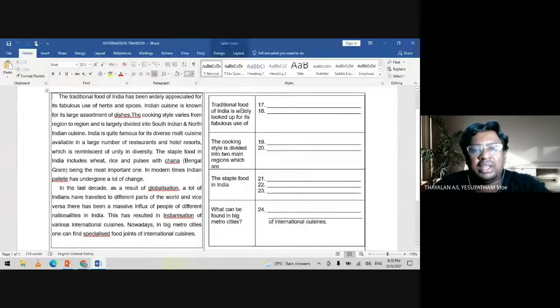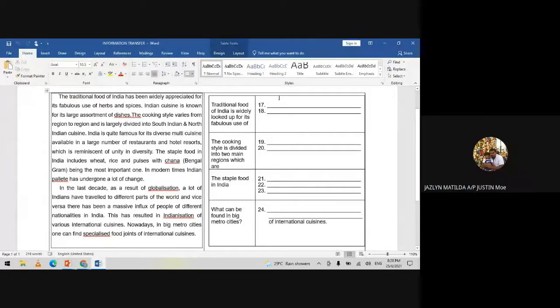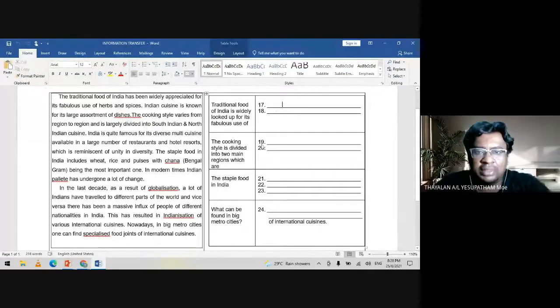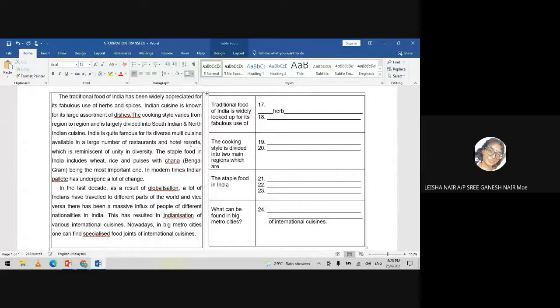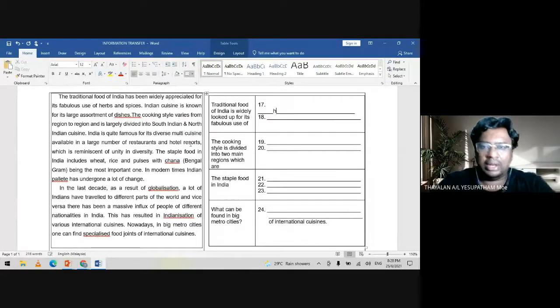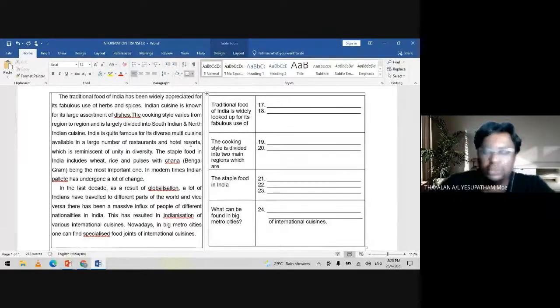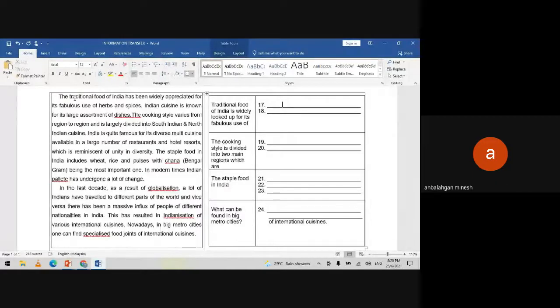Traditional food of India is widely looked up for its fabulous use of two things. What are those? Herbs and spices. Okay. So number 17, the answer is herbs. I don't want to type it. I'll leave it for you to do the practice much later if you take a picture of this or whatever. So number 17, the answer is herbs. Number 18, spices.